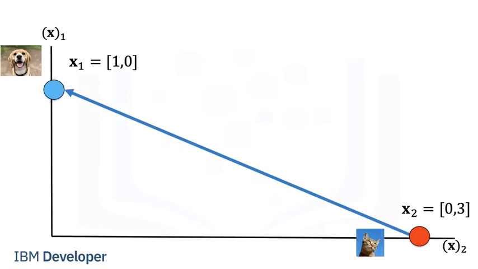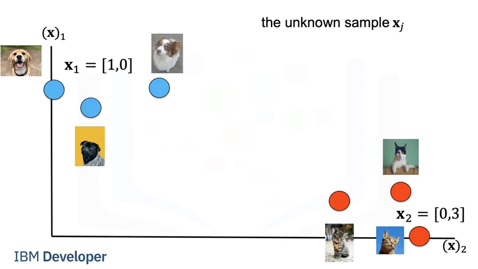We can calculate the Euclidean distance between 2 images, that is, the length of the vector connecting the 2 points. We have a set of images. We will refer to them as training samples. If we have an unknown sample, we calculate the distance between each image.